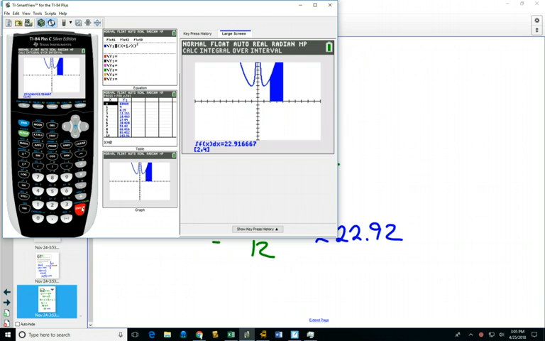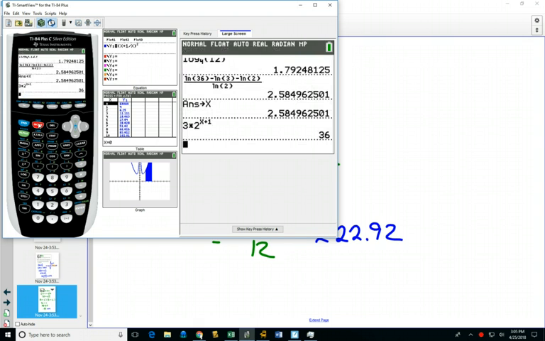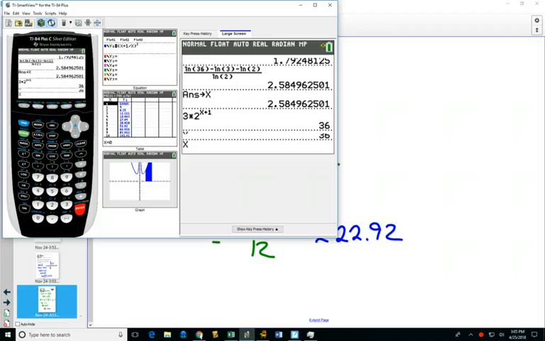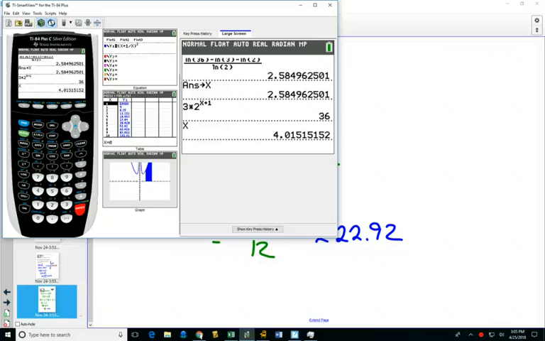Oh, this might help you for your IB exam. You've got that value. Let's see if I can get this out here. I'm going to try pushing X right now and see if it comes up as 22.96. No, it didn't. Okay. We're going to go back to our graph.